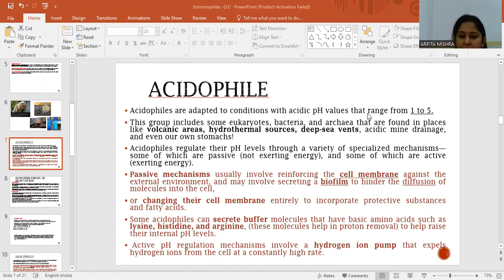So the passive mechanisms usually involve reinforcing the cell wall or the cell membrane against the external environment, and may involve secreting a biofilm to hinder the diffusion of molecules into the cell. Or there can be another approach like changing their cell membrane entirely to incorporate protective substances and fatty acids. Then we have some acidophiles which can secrete buffer molecules that have basic amino acids such as lysine, histidine, and arginine to help raise their internal pH level.